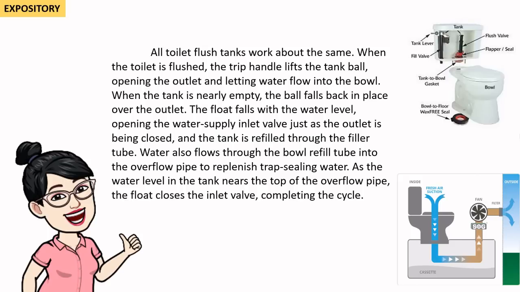Here is a sample paragraph. All toilet flush tanks work about the same. When the toilet is flushed, the trip handle lifts the tank bowl, opening the outlet and letting water flow into the bowl. When the tank is nearly empty, the ball falls back in place over the outlet.